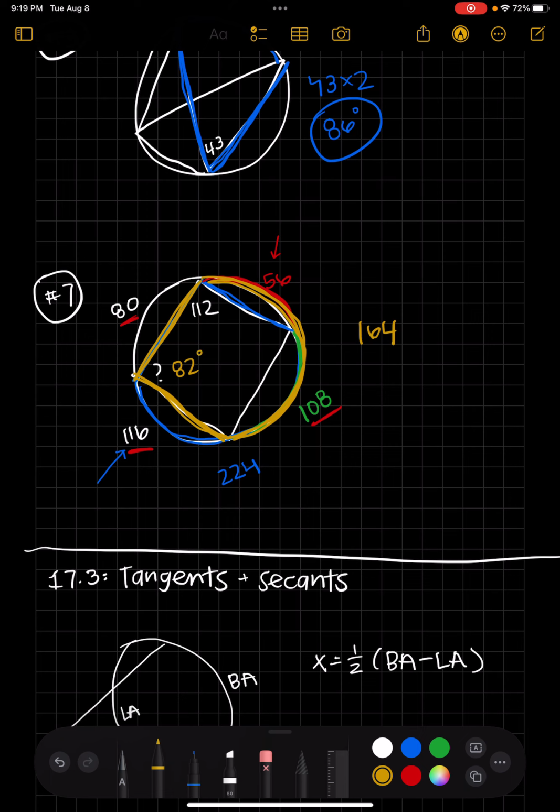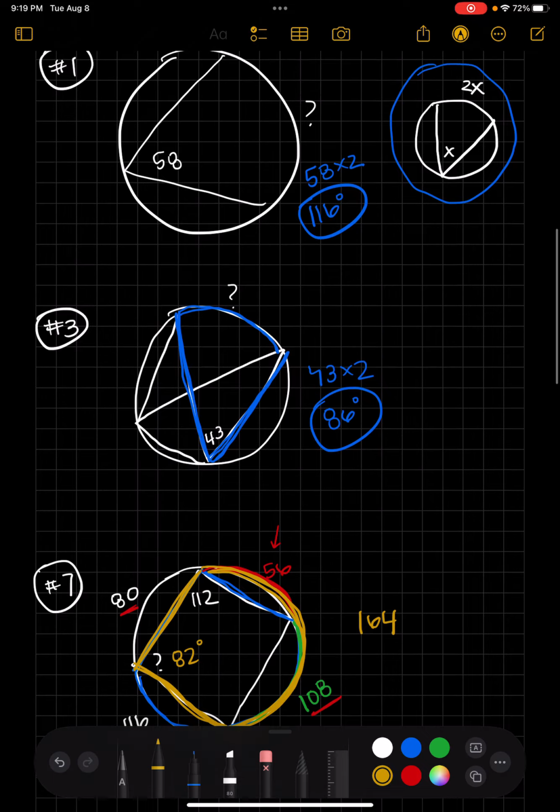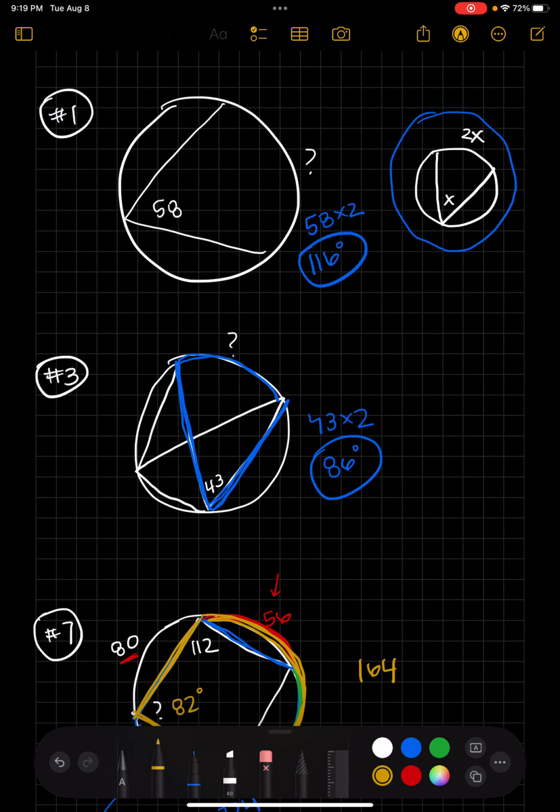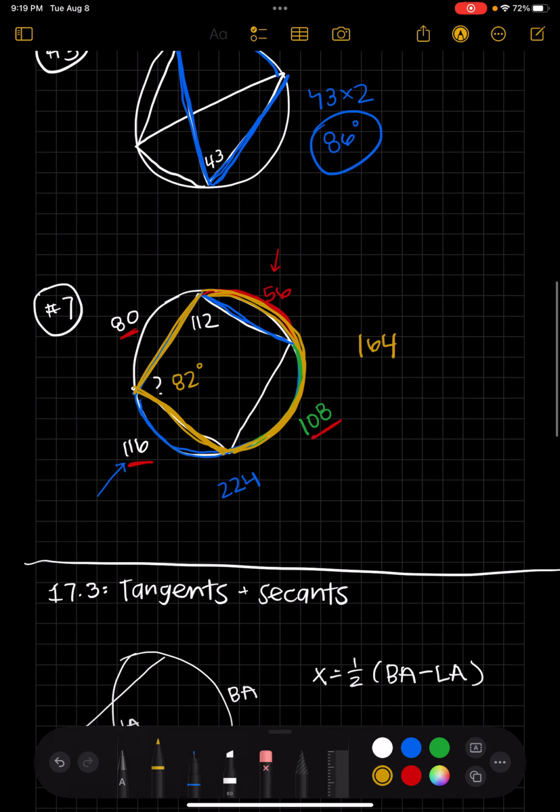I'm sorry that took me so long. This really, again, isn't terribly hard. It's just more about adding and subtracting and using that formula up here, x and 2x. 2x is on the outside and x is on the inside.